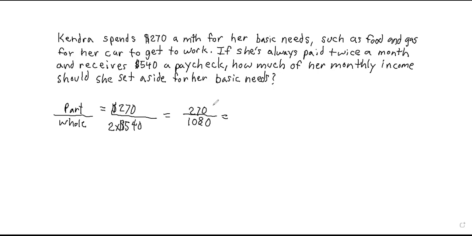270 goes into both of these numbers evenly. So 270 divided by 270 is simply 1, and 1080 divided by 270 is 4. So we have an equivalent fraction of 1/4. And so that answers our question: how much of her monthly income should she set aside for her basic needs? 1/4 of her monthly income. All right, so this will be our answer right here.